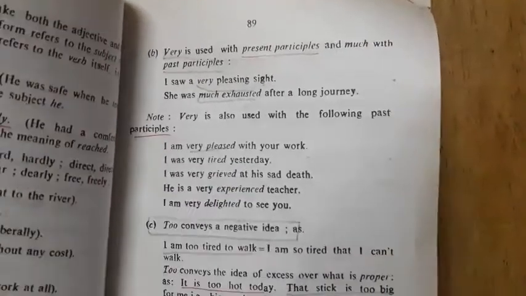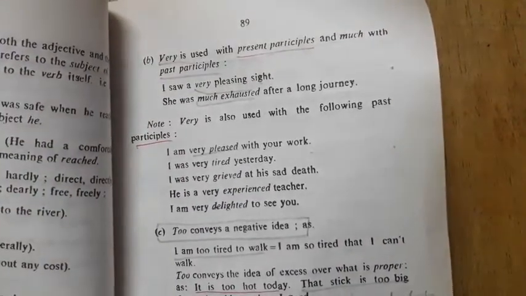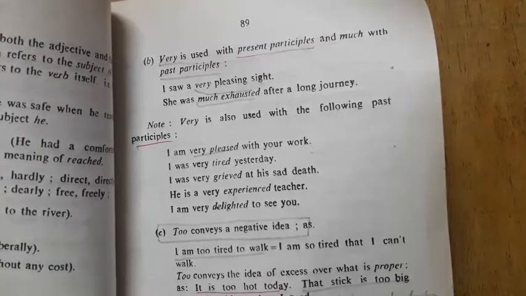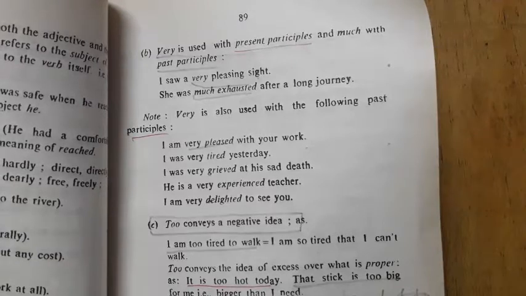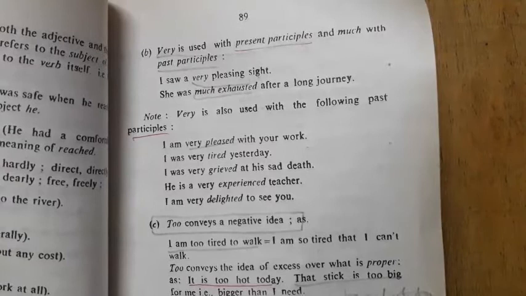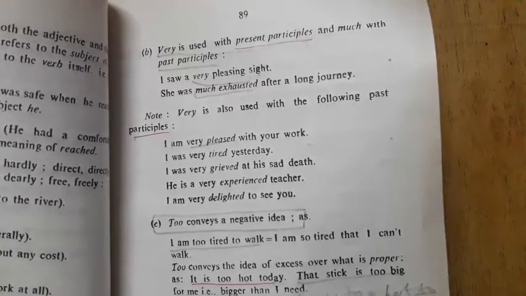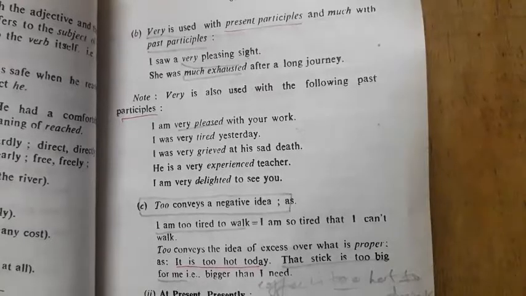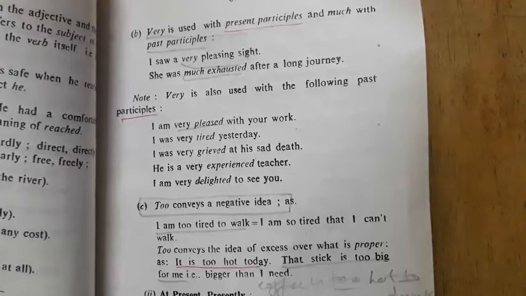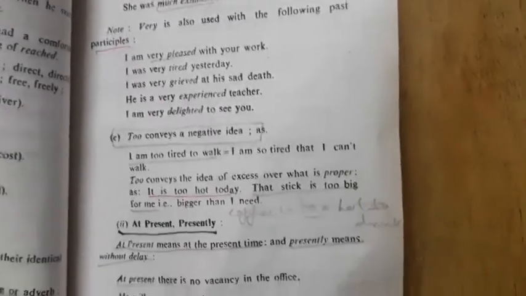Sometimes very is used with present participles and much is used with past participles. Like we have an example: I saw a very pleasing night. I was much exhausted after the journey. But sometimes very is also used with past participles, like: I am very pleased with your work. I was very tired yesterday. Similarly, some few are given over here. You have to go through it.